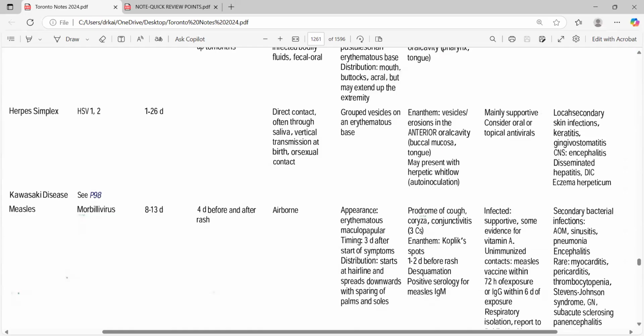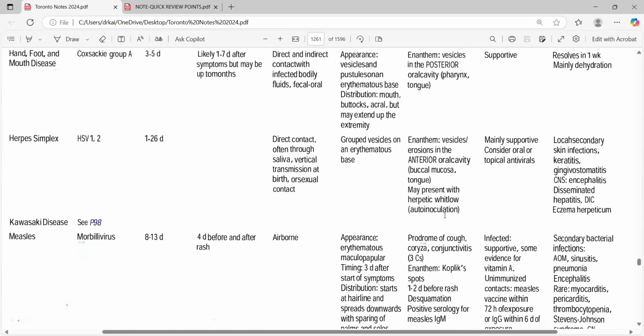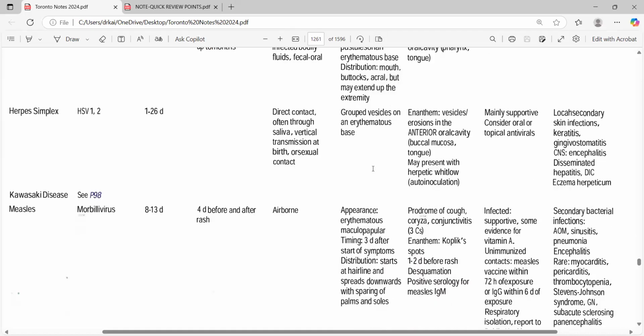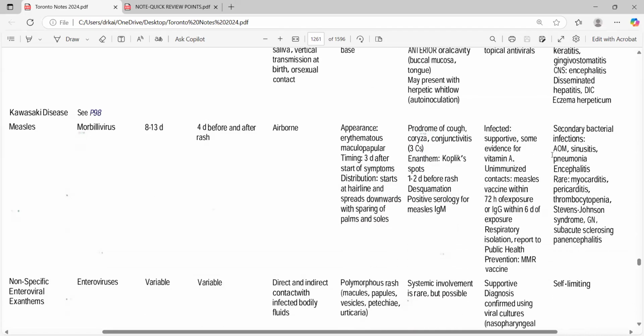Then the measles one, we know where does it start from? Exanthema, Koplik spots, one of the things. So that's why the measles has Koplik spots, but the hand, foot, and mouth disease has the vesicles posteriorly, in the pharynx or in the tongue. Okay. Then the secondary complications is otitis media, all kinds of infections, and the main one is the thrombocytopenia.